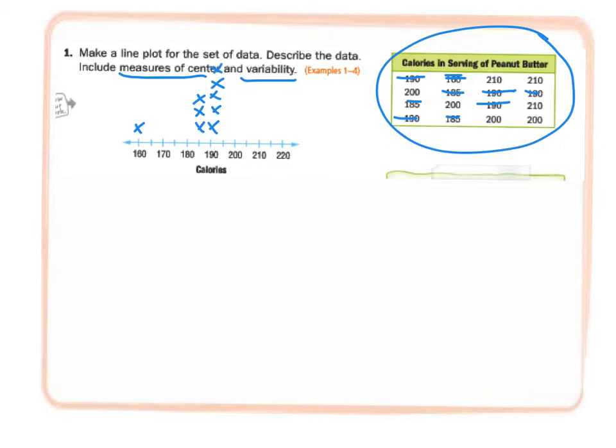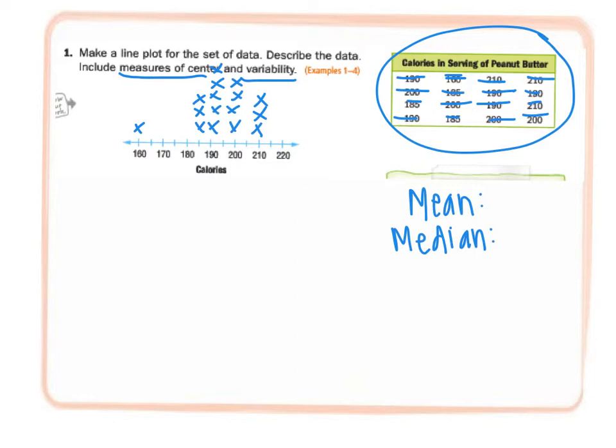And then I have 200. 1, 2, 3, 4 of those. And then I have 210. I have 3 of those. 1, 2, 3. So measures of center include the mean, the median, the mode, and the range. Okay, so you need to find all of those.